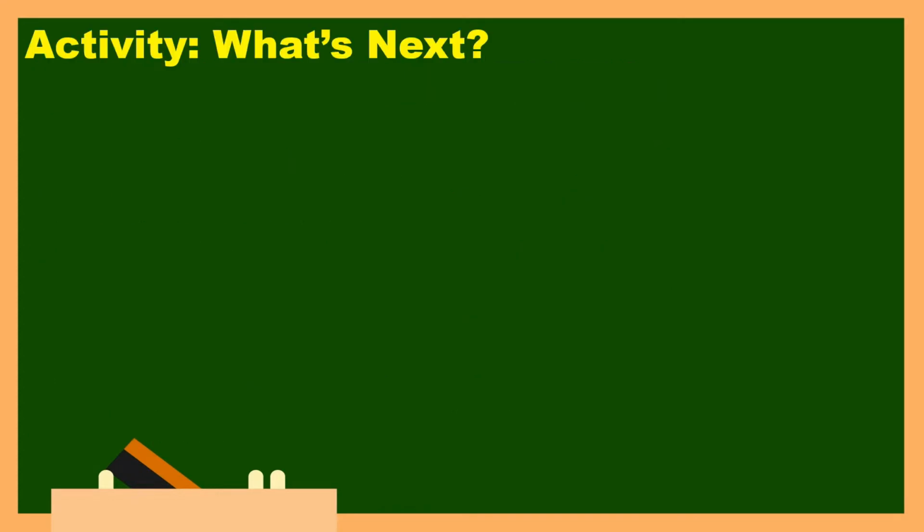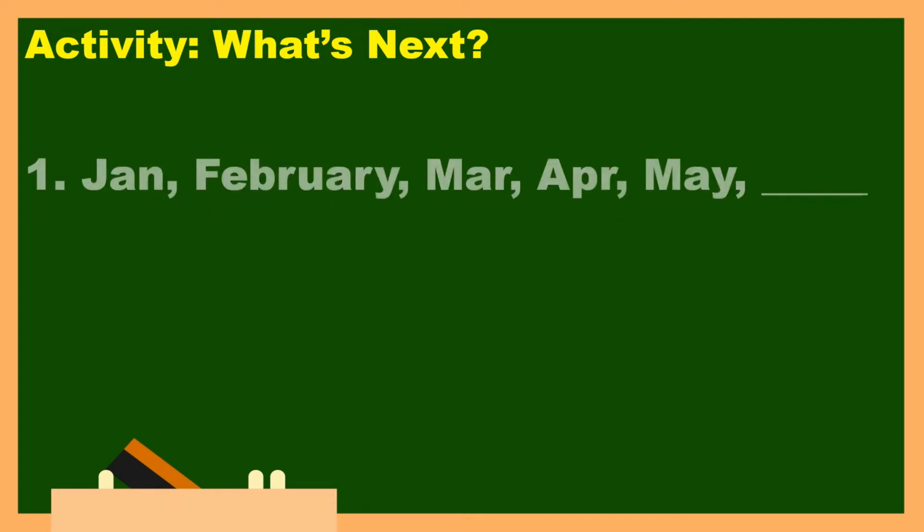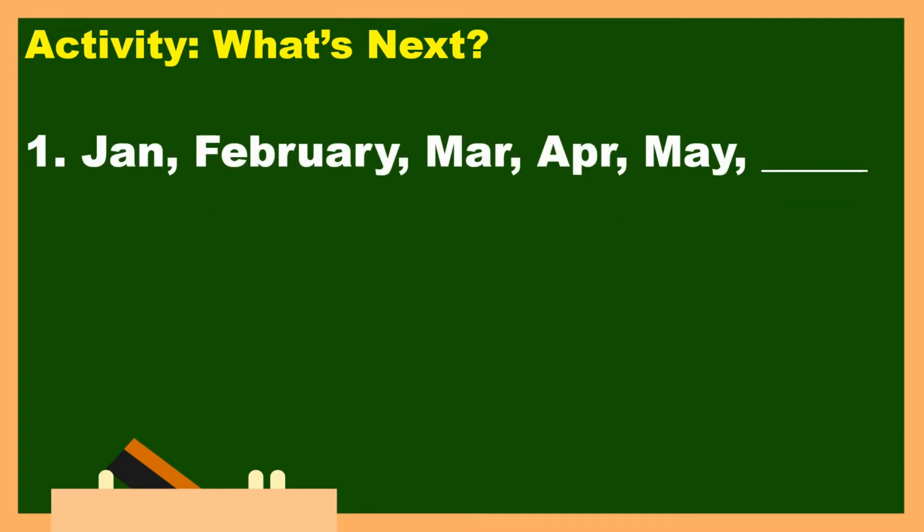Before we start, let us have first an activity entitled What's Next? It will help you better understand our lesson in generating patterns. In this activity, we are going to determine what is the next term in the given sequence. For number 1, we have January, February, March, April, May. So what do you think is the next term after the month of May? Of course, the answer is June.